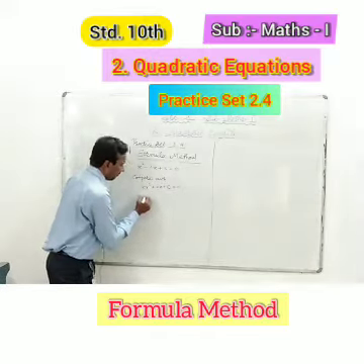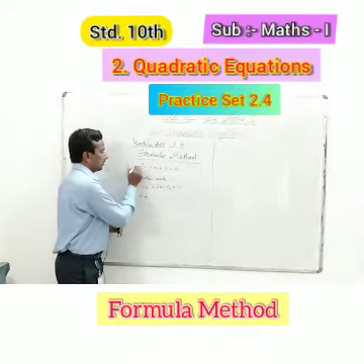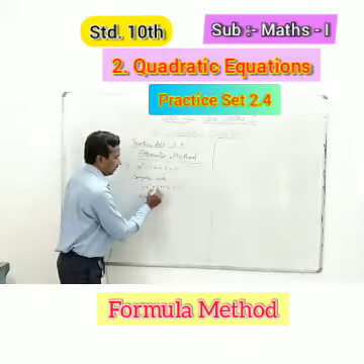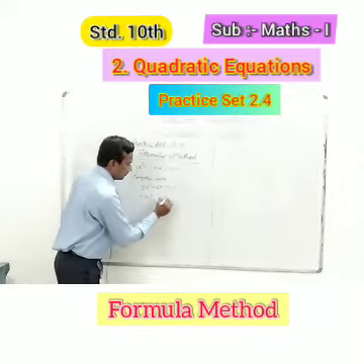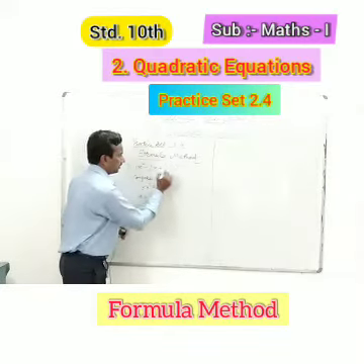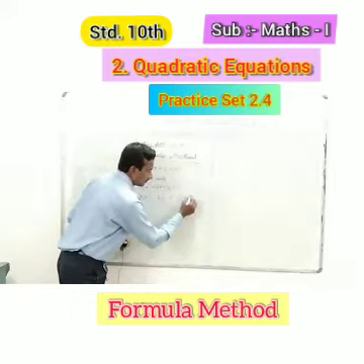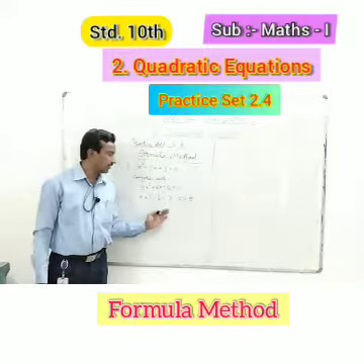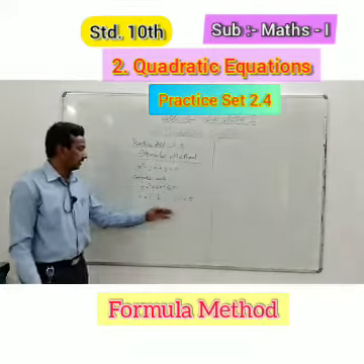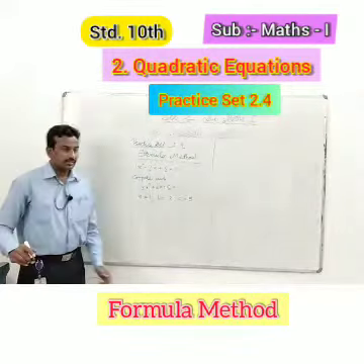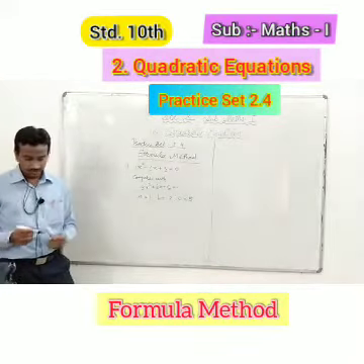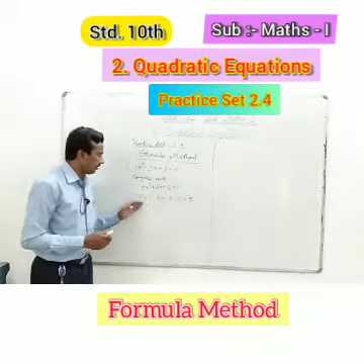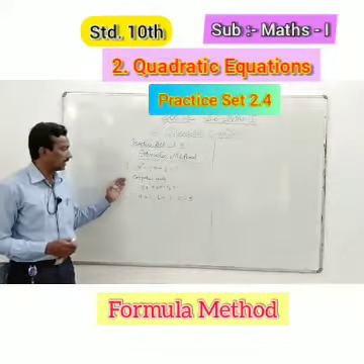Therefore we get the value of a. Here the coefficient of x square is 1, therefore the value of a is 1. Value of b is minus 7 and value of c is 5. Means value of a is 1, value of b is minus 7 and value of c is 5. We get these values. This is the answer. In the second question, similarly we can find the values of a, b and c as in the first question.